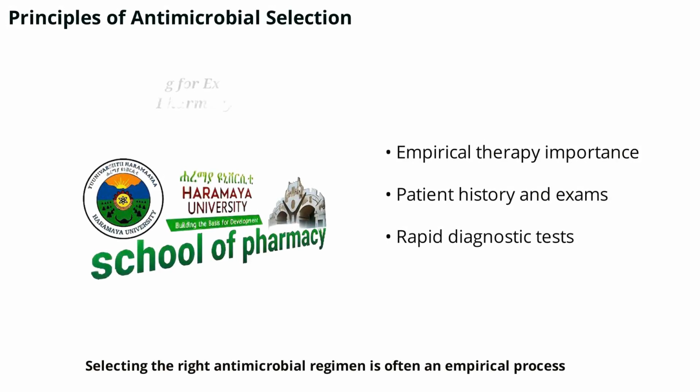Selecting the right antimicrobial regimen is often an empirical process, especially before the causative organism is identified. Infectious diseases are usually acute, and delays in therapy can lead to serious complications or even death. Empirical therapy should be guided by patient history, physical examination, and rapid diagnostic tests. This approach ensures that treatment begins promptly, reducing the risk of morbidity and mortality while awaiting definitive laboratory results.